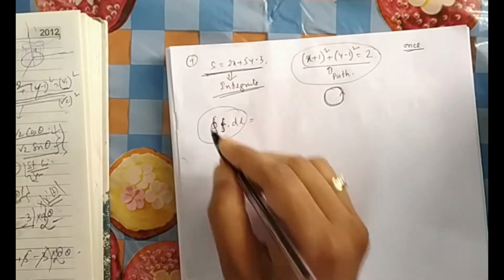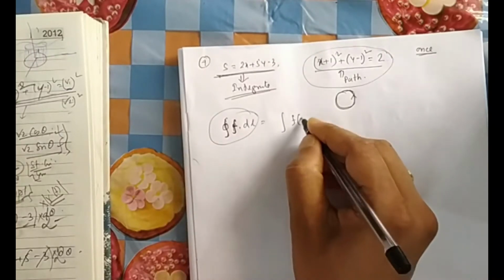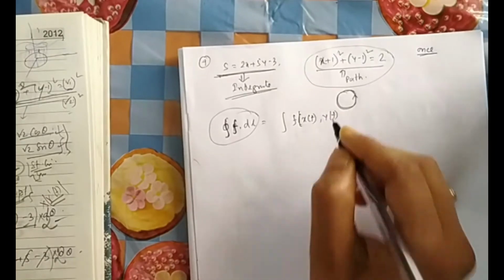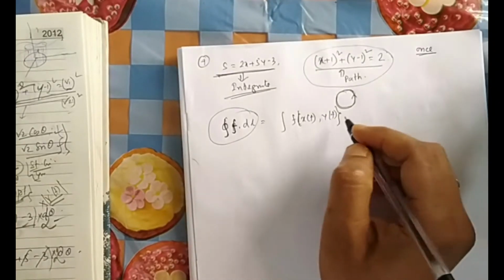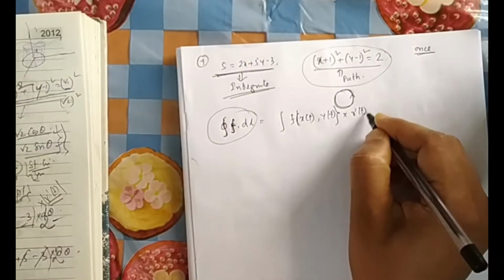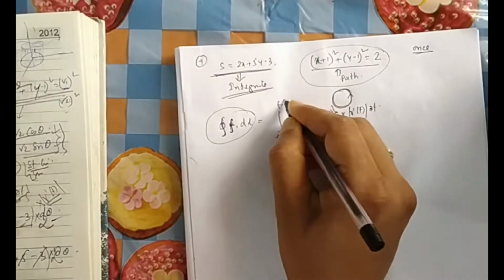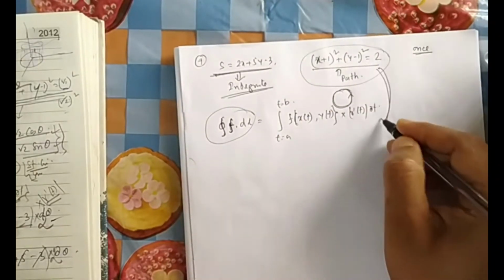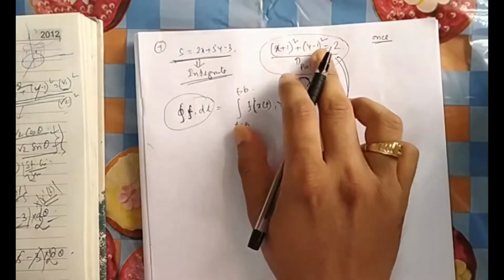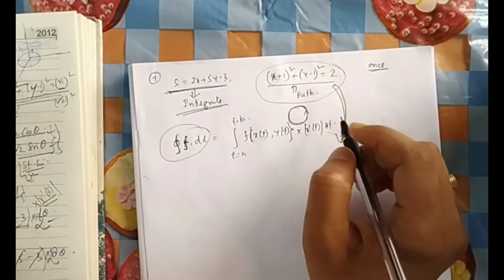This was the symbol. But what was the actual formula we told? Which formula will you be using? We will be using the parameterization of the path, and then we will multiply it by the magnitude of r dash t dt, and we will take t from a to b. So that means I have to parameterize this one, or write it in parametric form. Parametric form means you write it in a single variable, eliminating x and y with a variable.